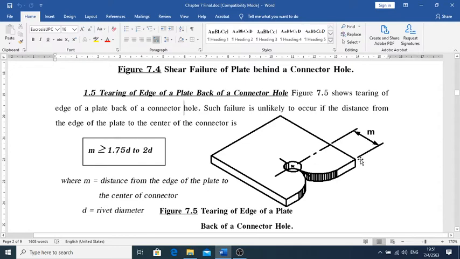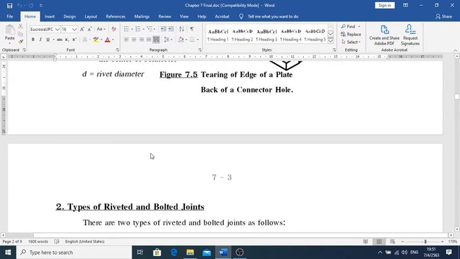It's going to provide a space of M from the rim again. So that's why M should be greater than 1.75 to 2 times D again. It's going to be 1.5 again.